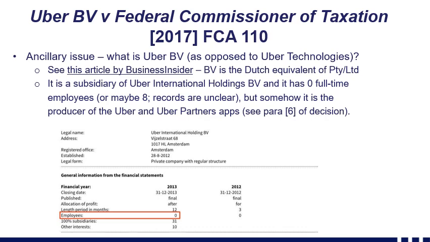And I've got a link here to an article by Business Insider who looked into Uber BV, the Dutch company, and it had 0 full-time employees listed. So they raised that, and the company responded to Business Insider that it's shifted things around a bit and has actually got quite a few employees, more than 0, running Uber.